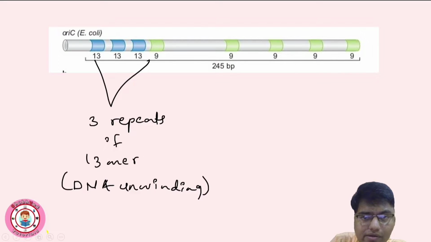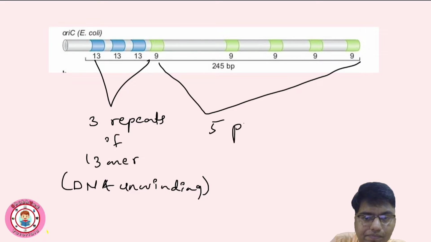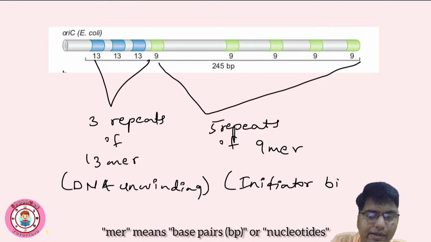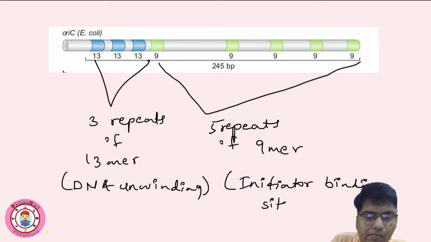And these 9 mer units are 5 repeats of 9 mer, and here there is the initiator binding site. So here there is binding of the initiator, and the 13 mer units start unwinding.